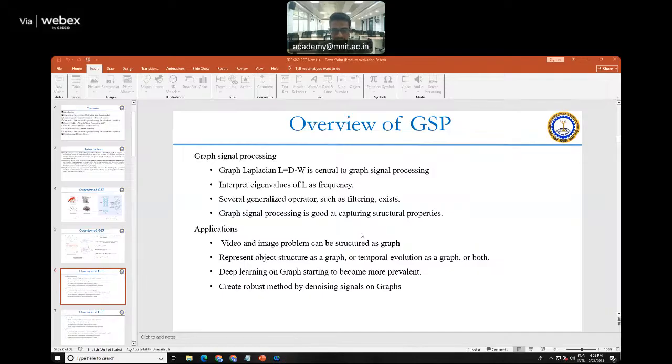very clearly. So what we are saying here, graph Laplacian, this is basically a mathematical operation. L is the Laplacian, D is basically the diagonal matrix, W is the weight matrix. That is central to the graph signal processing. So we will continue this topic tomorrow.